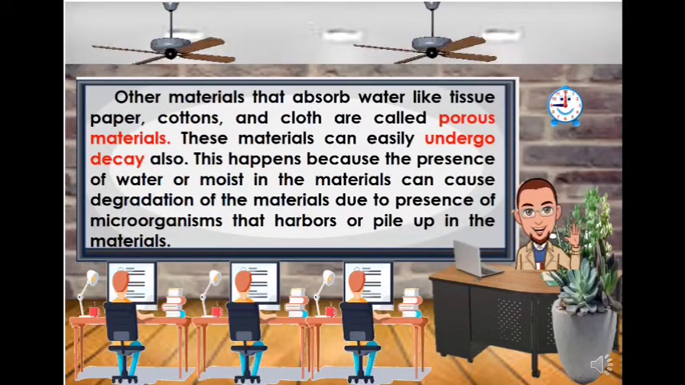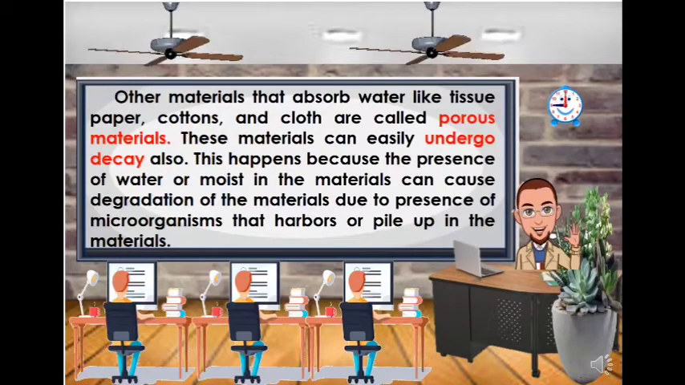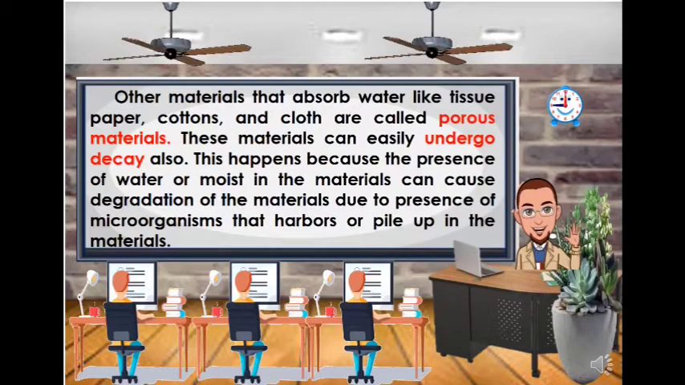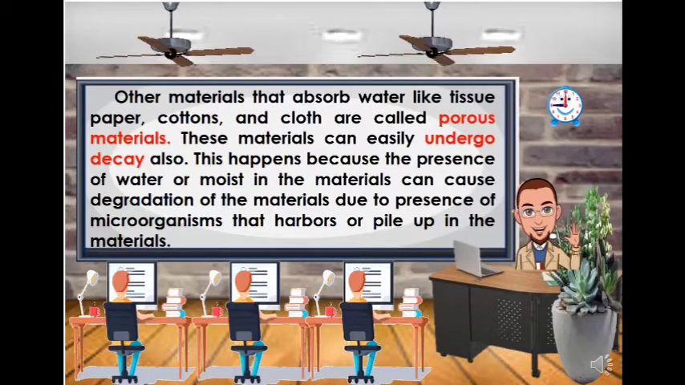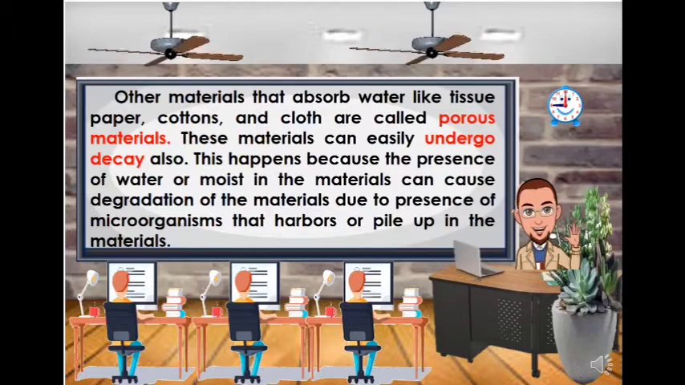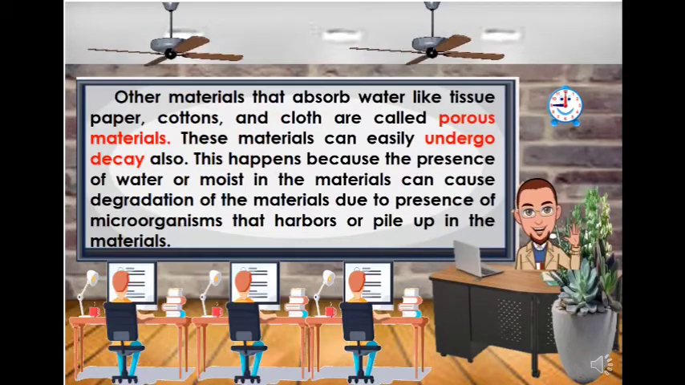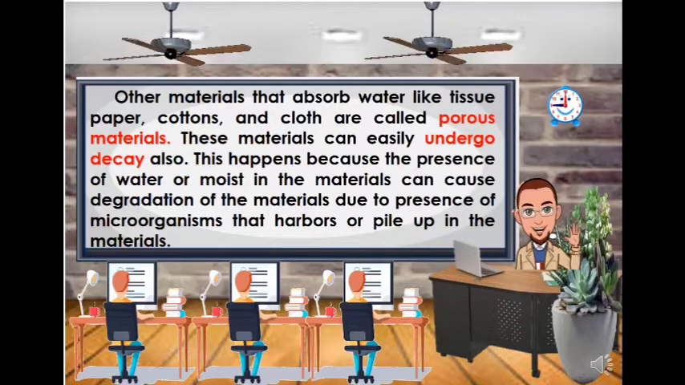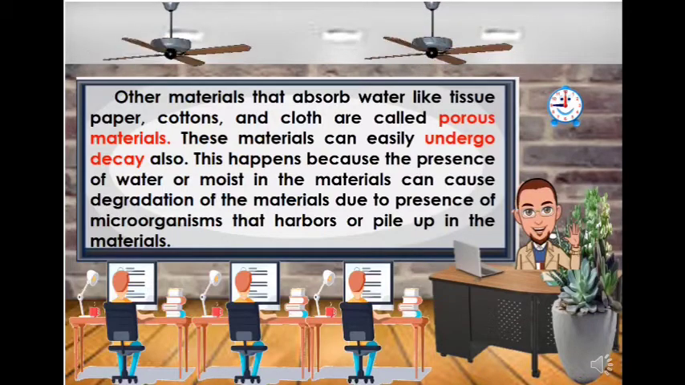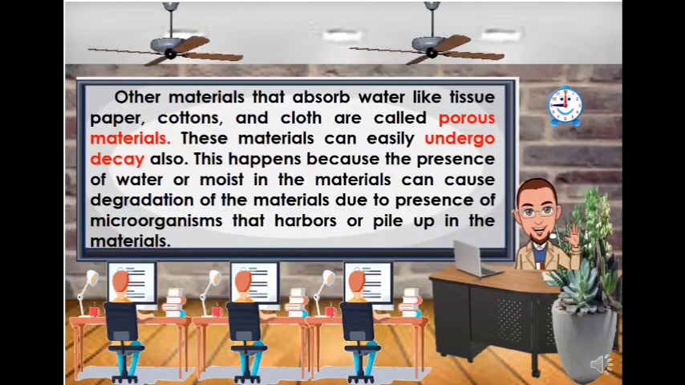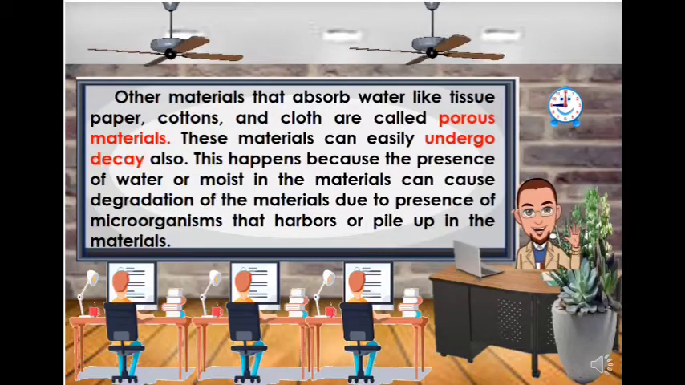Other materials that absorb water like tissue paper, cotton, and cloth are called porous materials. These materials can easily undergo decay. This happens because the presence of water or moisture in the materials can cause degradation of the materials due to the presence of microorganisms that harbor or pile up in the materials. So sila daw po ay nag-undergo decay.